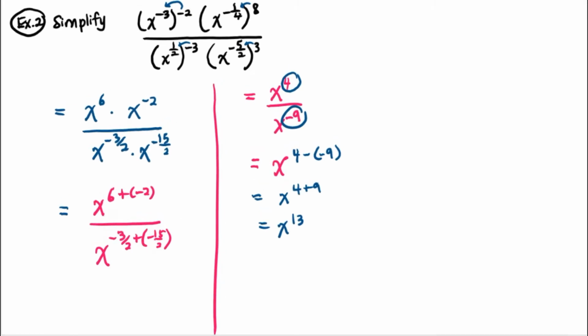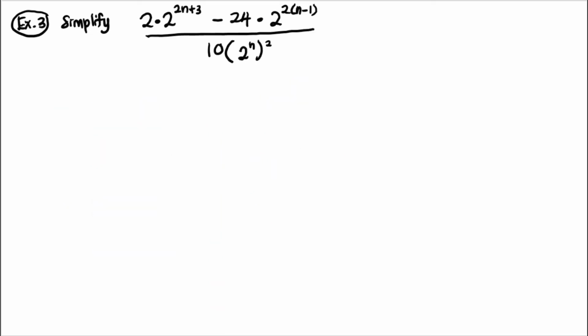So we are done with this one, right? X to the power of 13 is the answer. Right, let's try to simplify this one. All right, suppose we have this. So let's just look at the numerator.